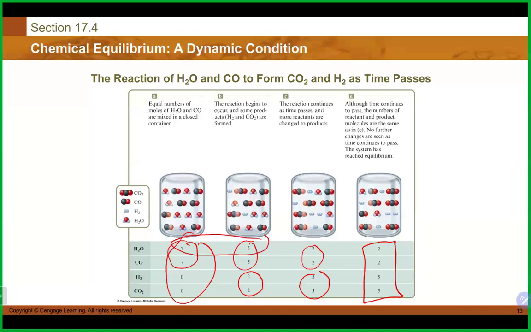So again, we do see at the very beginning, in this case, since we have all reactants, the forward reaction is predominating. Around here, we're starting to get some of the reverse reaction happening. And again, we're going to get to the point where the rate of the forward equals the rate of the reverse at the very end, where everybody is able to maintain their concentrations.